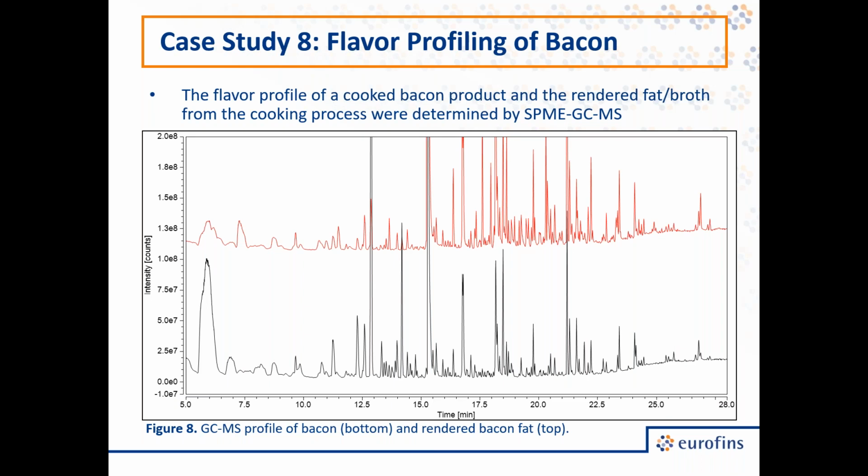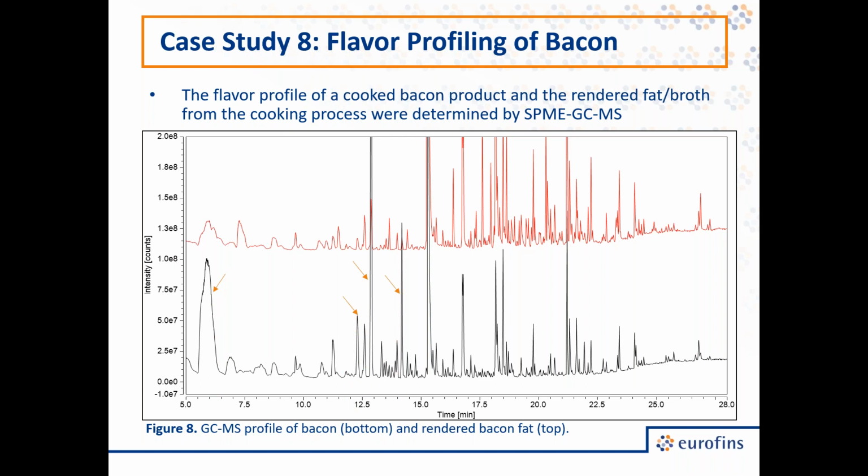So what we have here on top in red is the profile of a rendered fat broth that was created from a cooked bacon product. And the cooked bacon product profile is found on the bottom in black. You might notice there are very complex profiles for both. There are some similarities along with many differences. When we really looked closely at these profiles, I'm going to highlight some of the differences that we found.